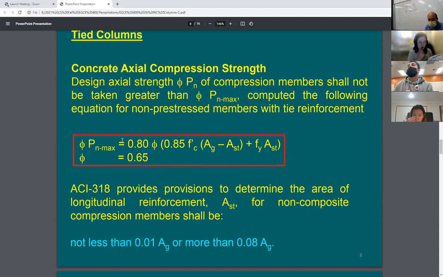At one point, we figure out why it equals 0.8. Times the phi factor, which is 0.65. For tied columns, it's gonna be constant, 0.65. I don't really need to go back to the chart. And then multiply by, and then I see here 0.85 f'c, this is the concrete. And then it says here Ag, which is the cross-sectional area of the concrete column, subtracting the cross-sectional area of the steel reinforcing bars. So I say, okay, this means like the concrete net area.